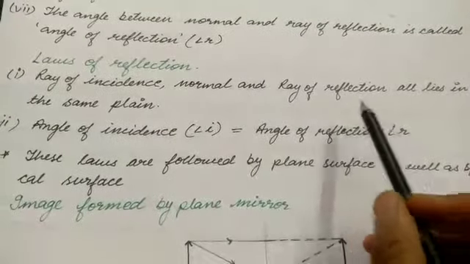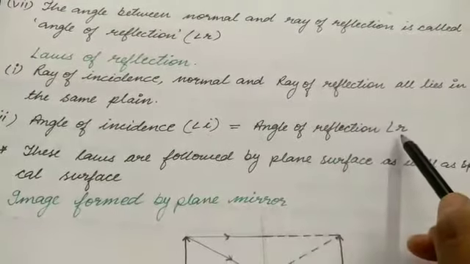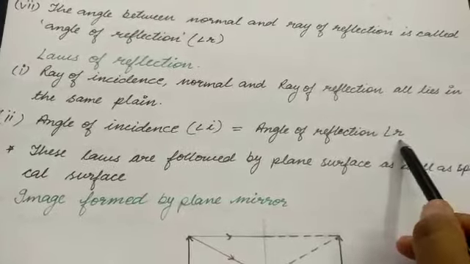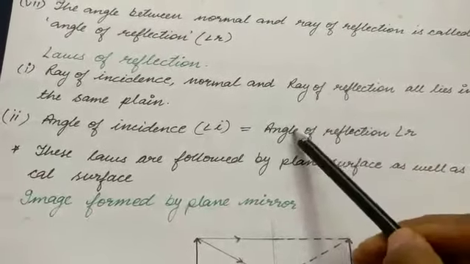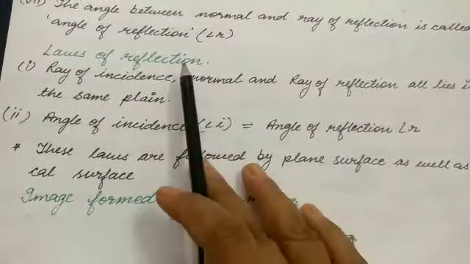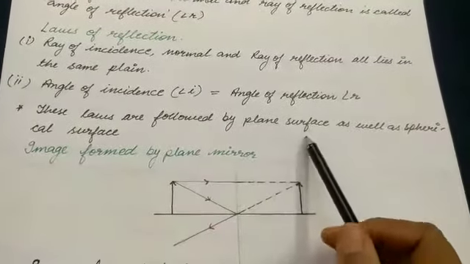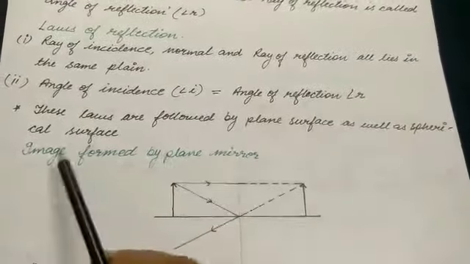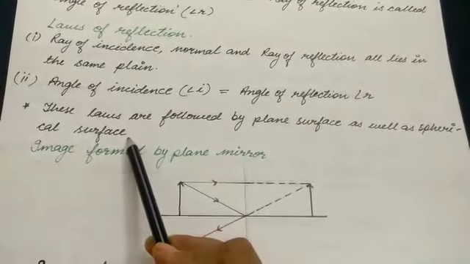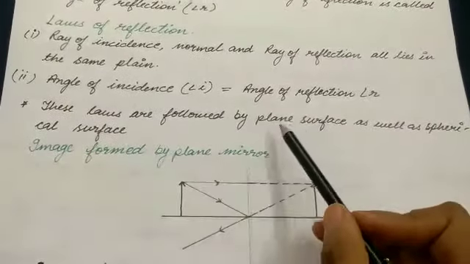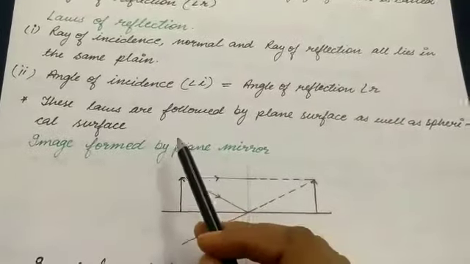The second law: the angle of incidence is always equal to the angle of reflection. Whatever the surface is, the angle of incidence is always equal to the angle of reflection. So the light rays follow these two rules during reflection. These laws are followed by plane surfaces as well as spherical surfaces. These laws are followed by either the plane mirror or the spherical mirror.